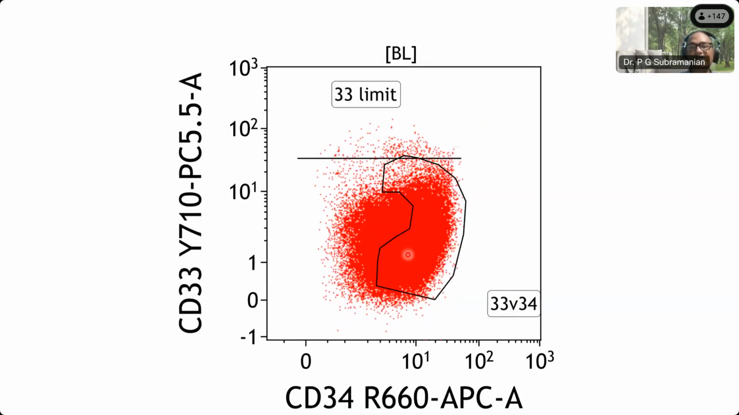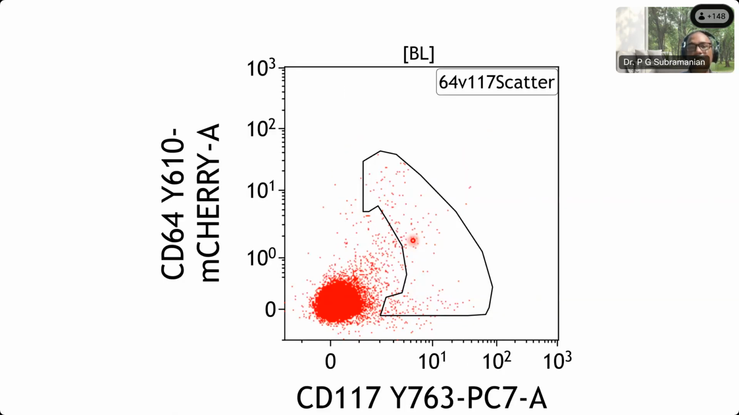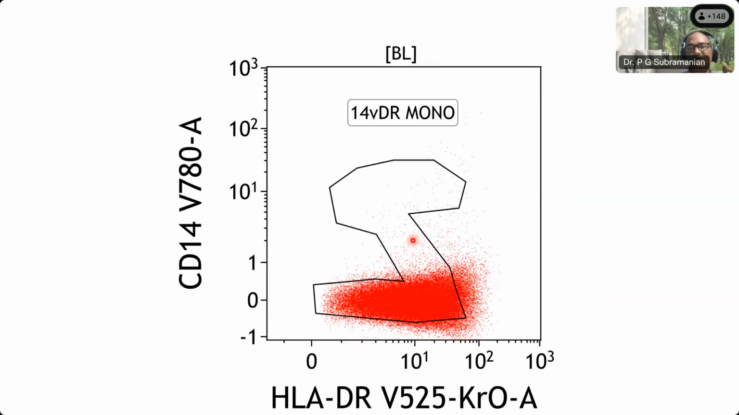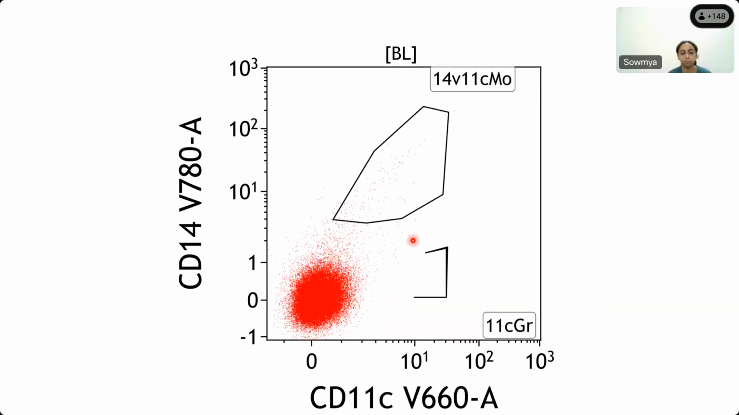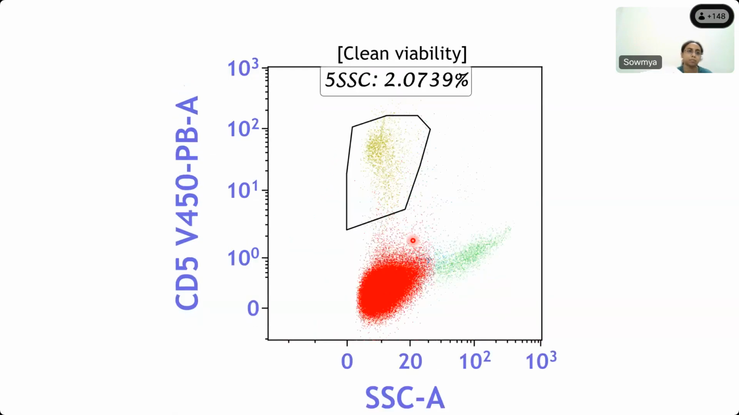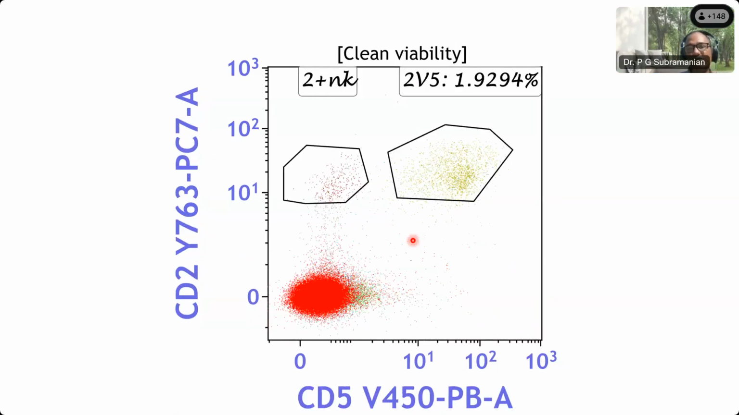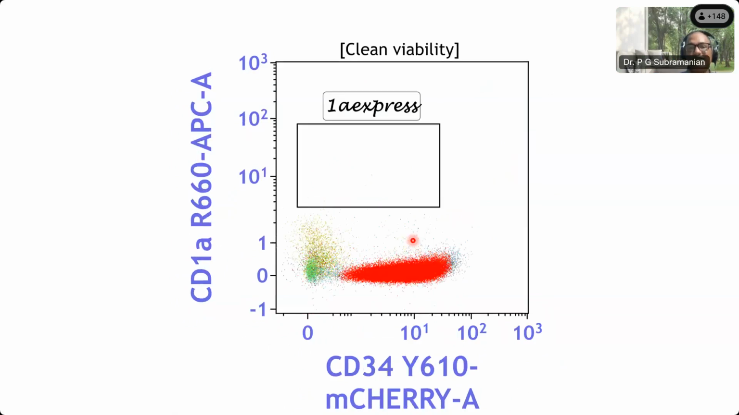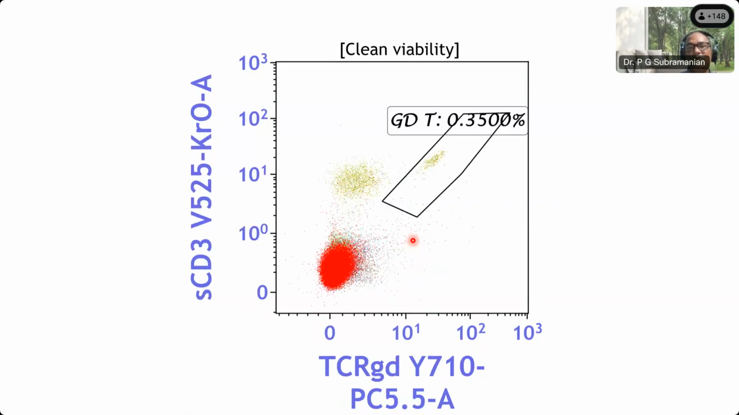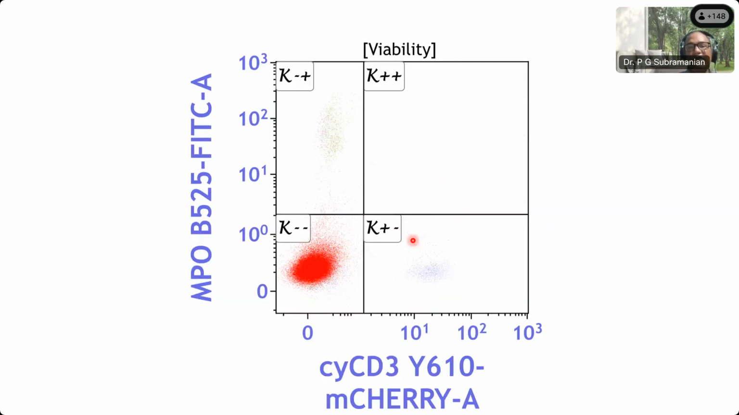So your CD33 is dim to negative here, or variable. Your CD64 is negative, CD117 is negative, DR is variable here. CD11c and CD14 are negative. CD5 and CD7 are negative. So as we have said, all the T cell markers, CD2, 5, 7, 4, 8, everything is negative. So CD34 is also nicely moderately positive. So now, anti-MPO.